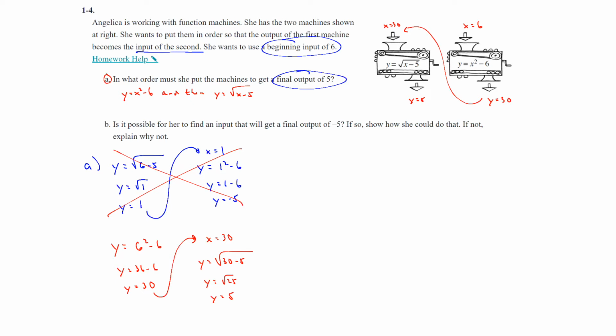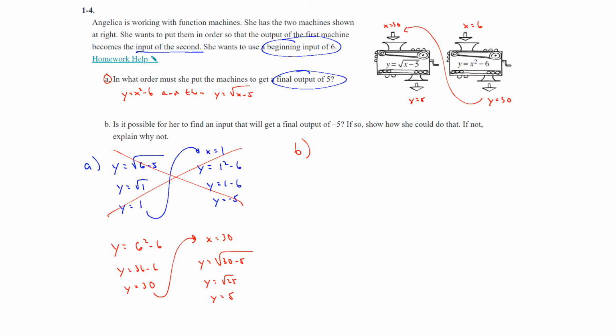Part B. Is it possible for her to find an input that will get a final output of negative 5? If so, show how she could do that. If not, explain why not. Well, this works out nice because we did it with the first and second machine that you can see over here. We already did that, and we got an output of negative 5. So we know it does work.